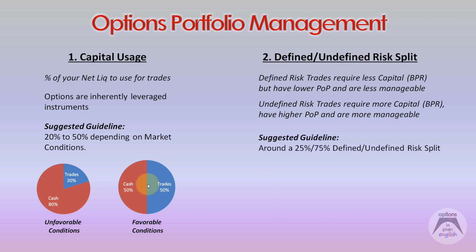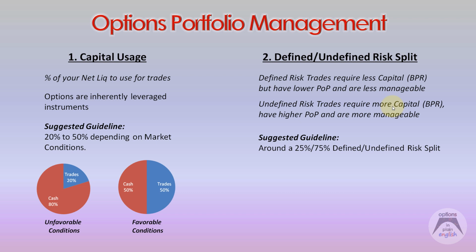Our suggested guideline is this: because the undefined risk trades require a lot more capital, even though the BPR is not directly proportional to actual observed risk, meaning that just because a trade requires you to put down $10,000, for example, it doesn't mean that you're going to let your loss get to $10,000. It's much less than that. Because of this, taking this into account, we suggest around a 25-75 defined undefined risk split.